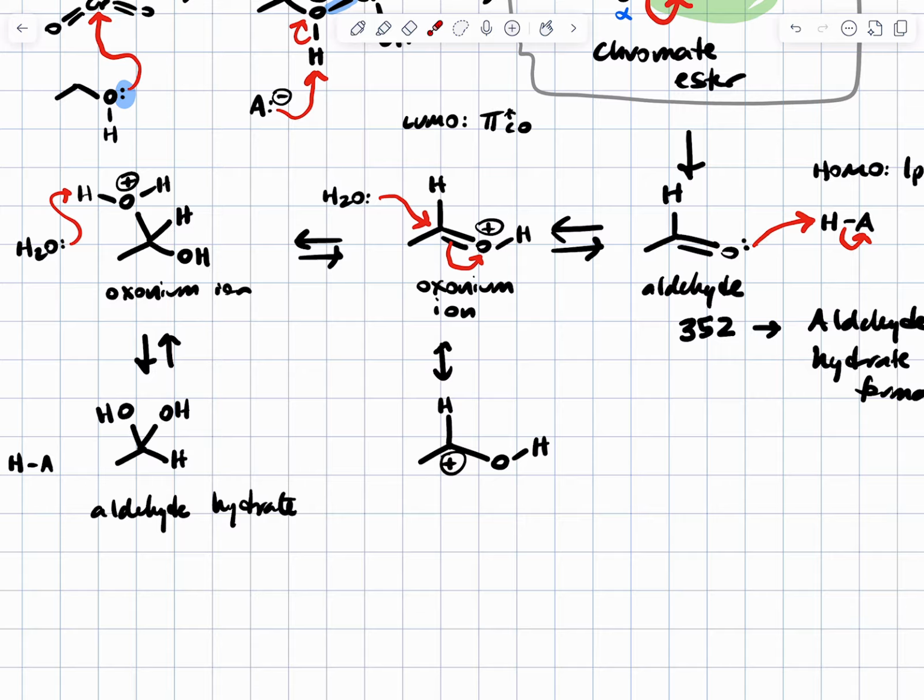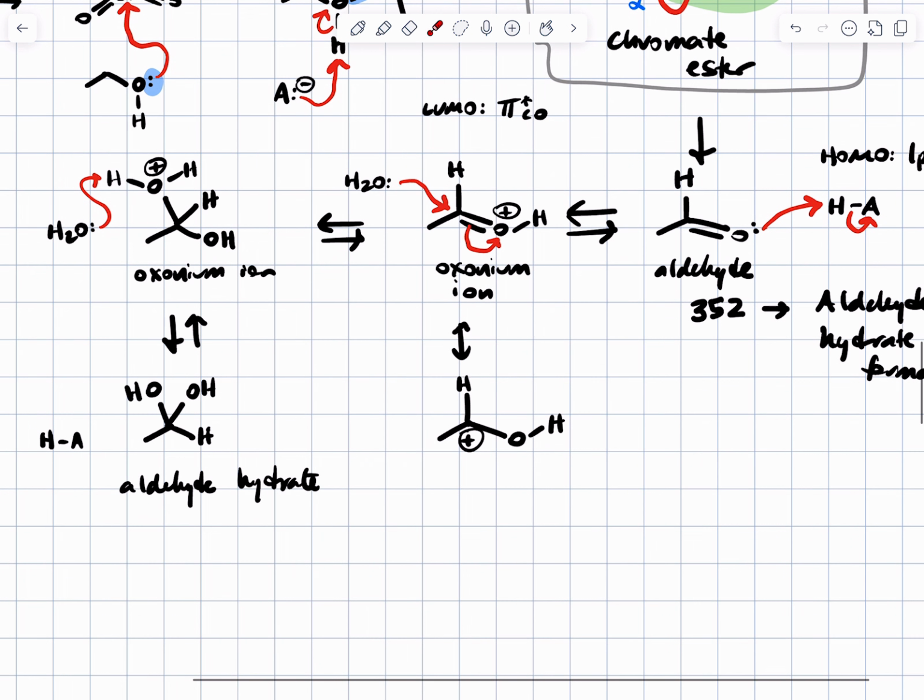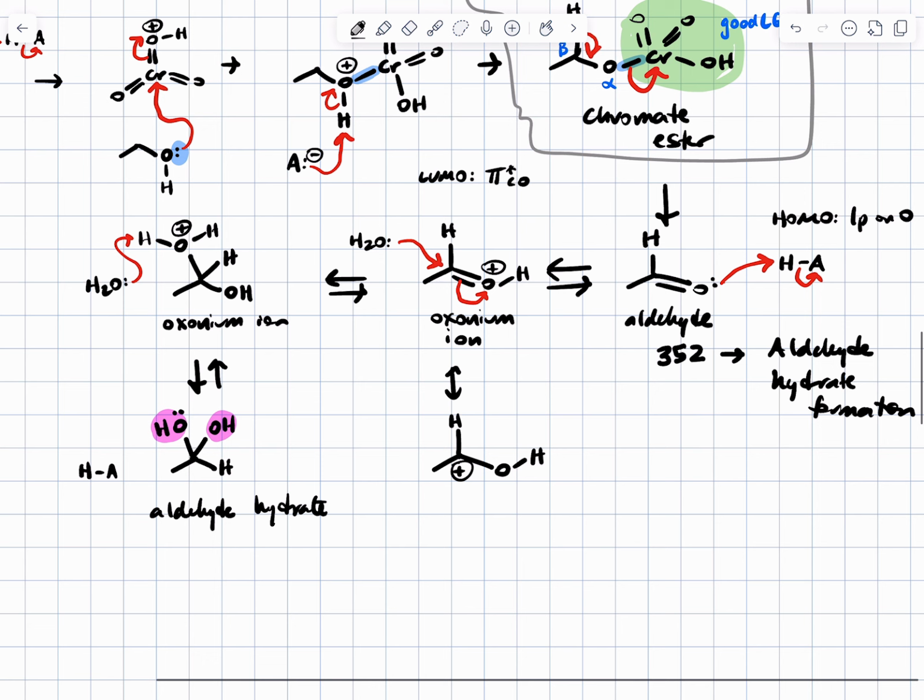For our purposes, though, the important thing about the aldehyde hydrate is that you've now got OH groups, which were the nucleophiles. It was an OH nucleophile that attacked the chromium reagent in the first place. The aldehyde lacked the OH nucleophile, but now the aldehyde hydrate has it. Any questions you want to ask about how to get from the aldehyde to the hydrate?